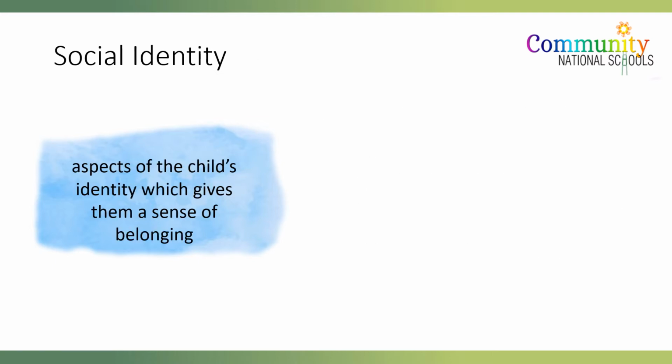Social identity refers to those aspects of the child's identity which give them a sense of belonging. These are the aspects of the child's identity which they share with others. In terms of their social identity, a child might associate themselves with teams or clubs, or use a name which indicates the family to which they belong. They might also describe themselves as a speaker of a particular language, a resident or local in an area, or a member of a particular religion or belief.